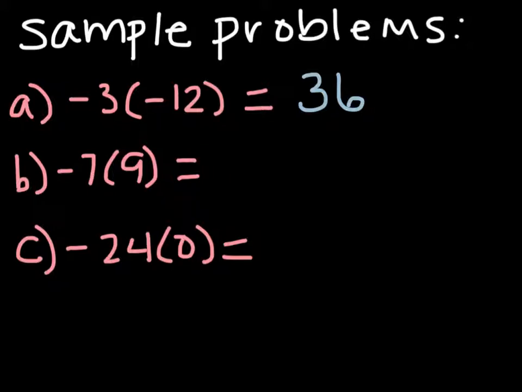In problem B, -7 times 9 gives an answer of -63. We have two integers with different signs, and therefore our answer is negative. And finally, in problem C, -24 times 0 yields an answer of 0. Any integer times 0 is always 0.